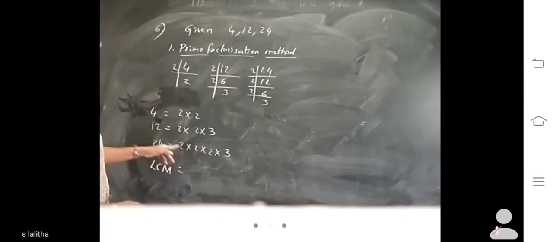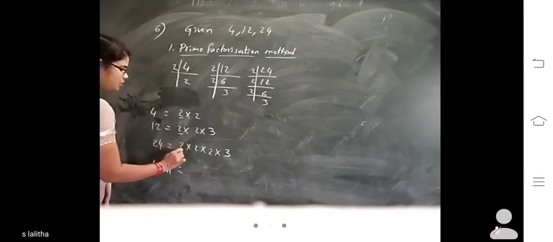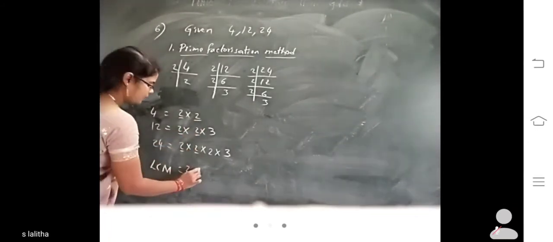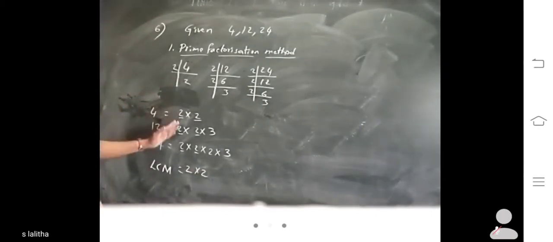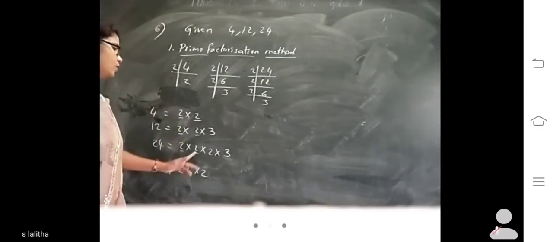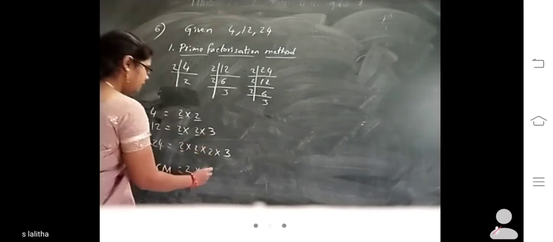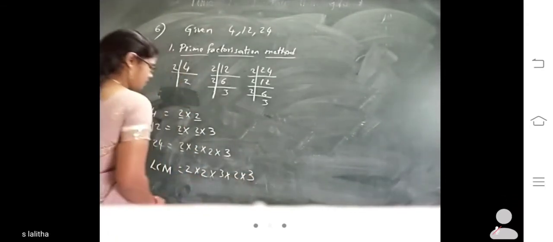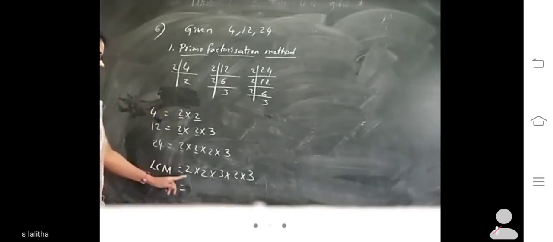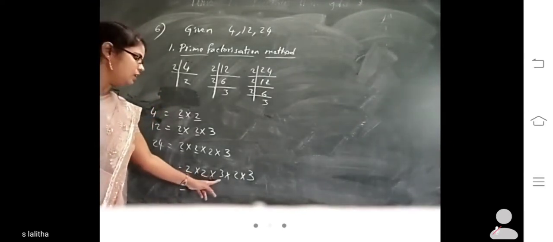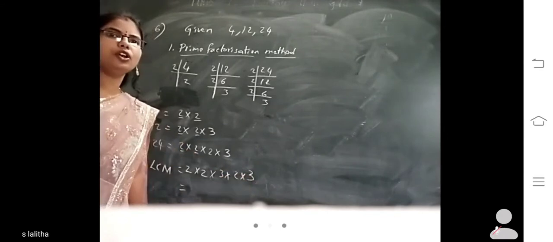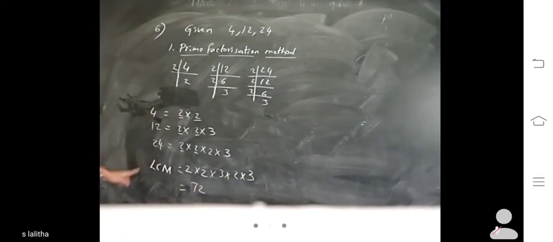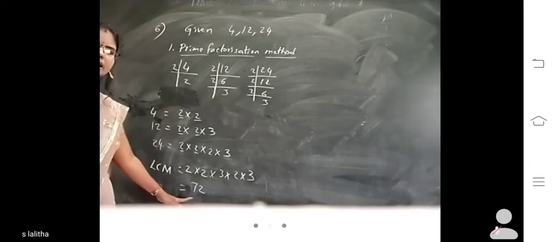What are the common factors for these? 2, 2. Write 2, and another 2 also. 2 into 2. So that much only is common. And what are the remaining numbers? 3 into 2 into 3. Okay, find the multiplication. 2 2s are 4, 4 3s are 12, 12 2s are 24, 24 into 3 is 72. What is the LCM of 4, 12, 24? It is 72.